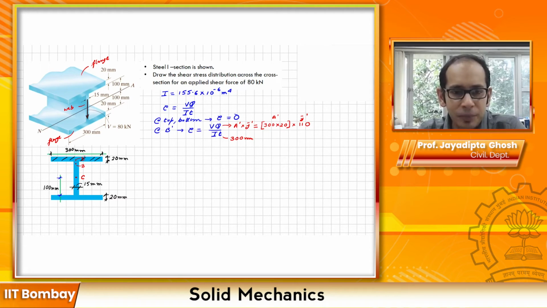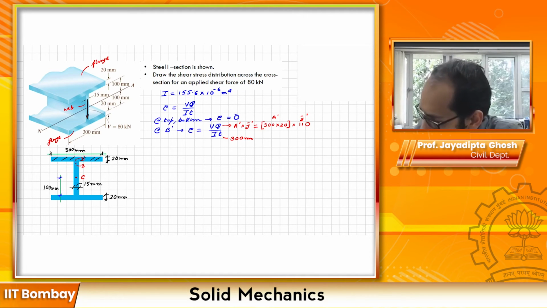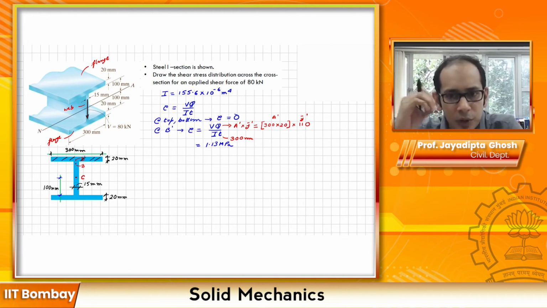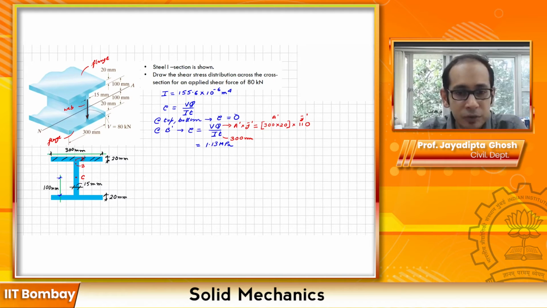So at B prime, if you substitute all the values, given that V equals 80 kilonewtons, I, and all the other parameters over here, you will see that this tau comes out as 1.13 MPa.